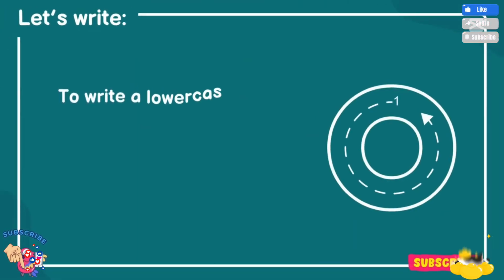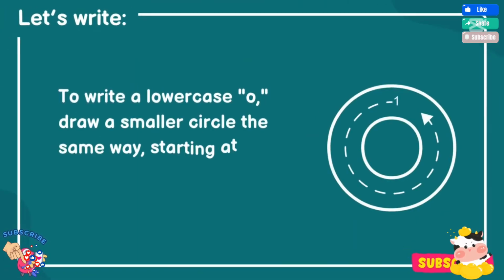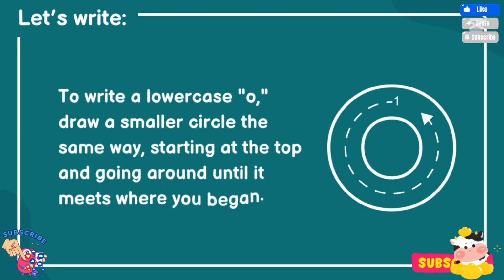To write a lowercase o, draw a smaller circle the same way, starting at the top and going around until it meets where you began.